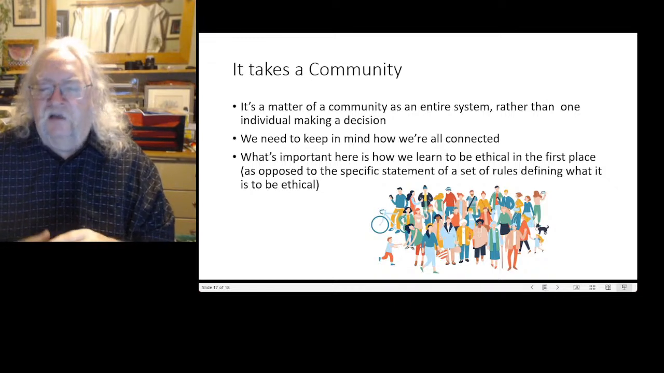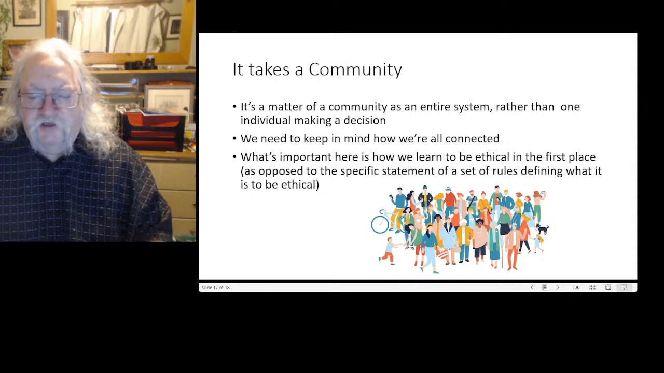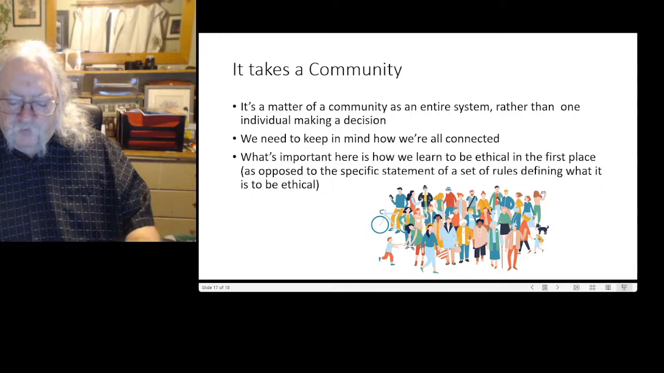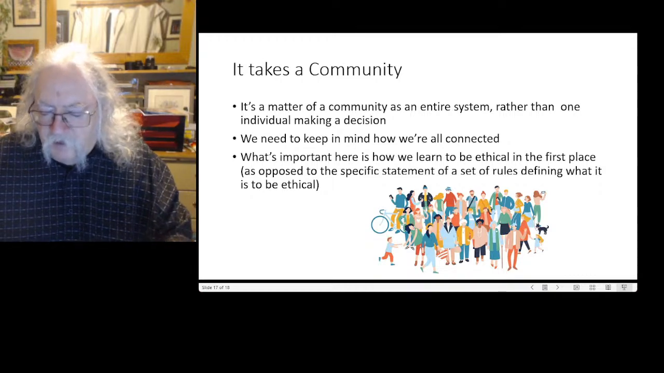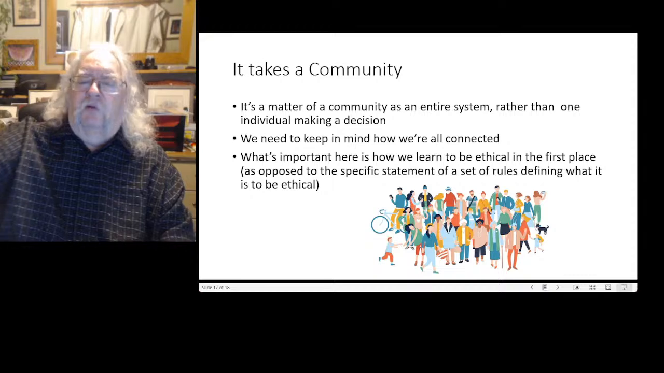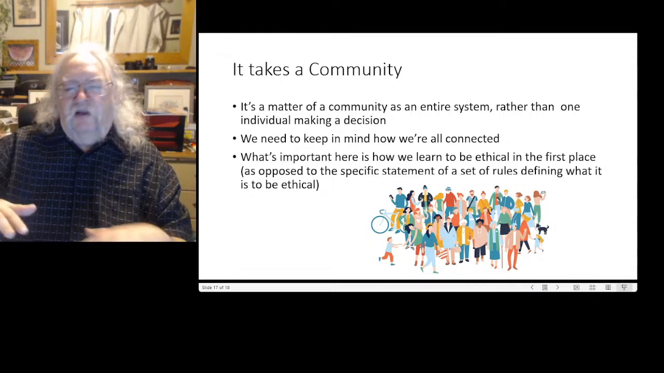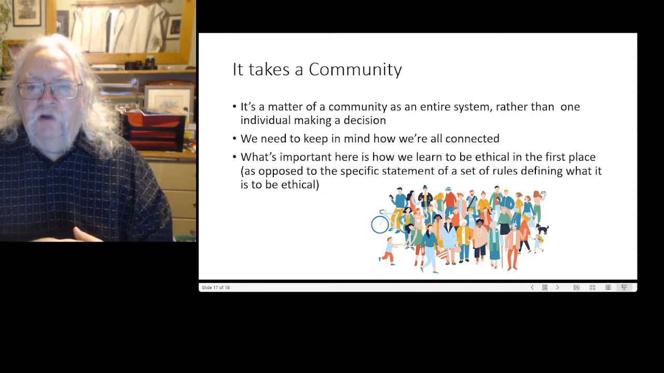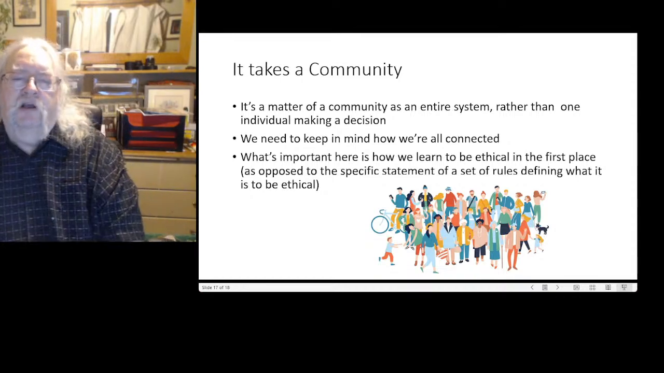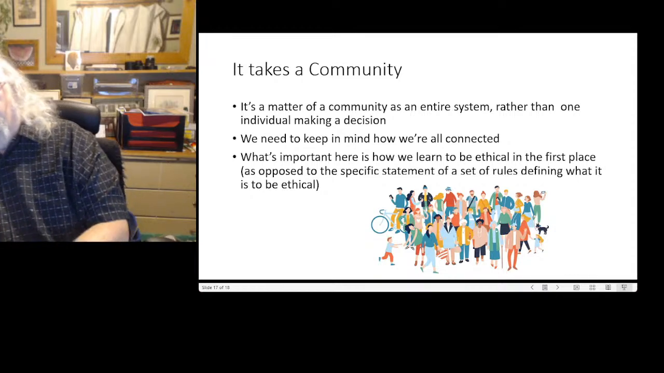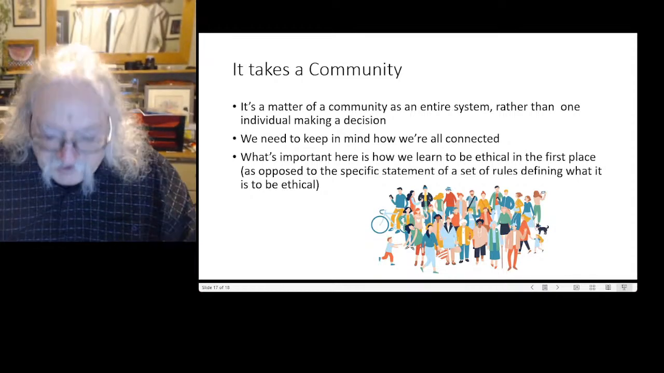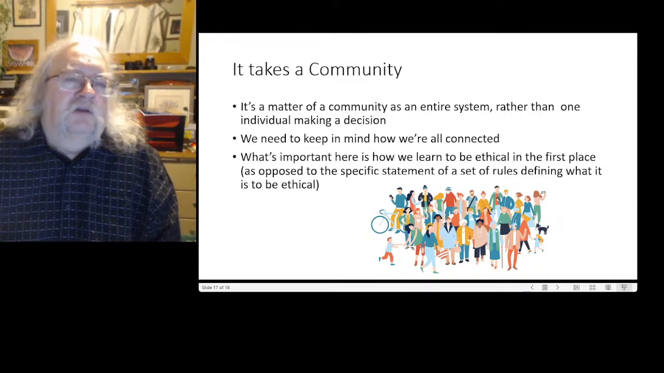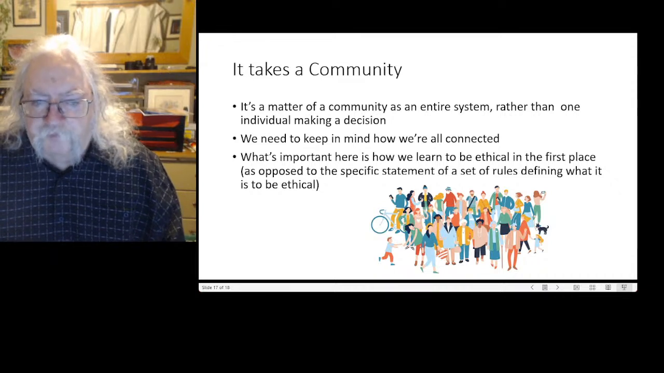Any given individual may experience a moral sentiment, may express a moral judgment, and that's fine. But all of the people that we're connected to have an influence on what our moral sense develops into. And we need to keep in mind how we're connected, what the nature of this connection is, and what's influencing those connections, to understand how our own personal sense of morality and ethics is forming.